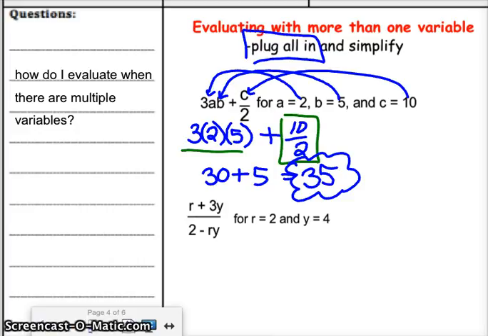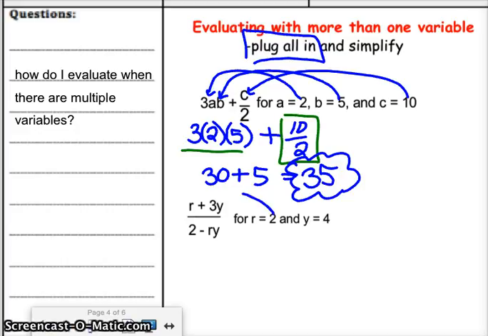Okay, the next one, we have the beautiful grouping symbol. r plus 3y divided by 2 minus ry. My goodness, I couldn't even say that. r plus 3y over 2 minus ry. That means r plus 3 times y divided by 2 minus r times y.